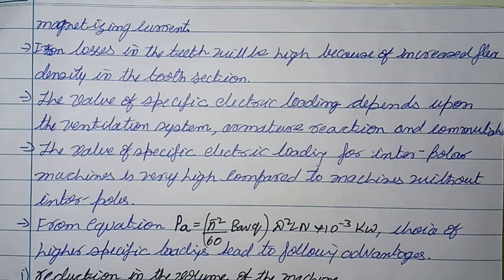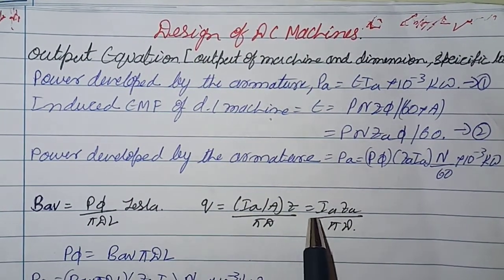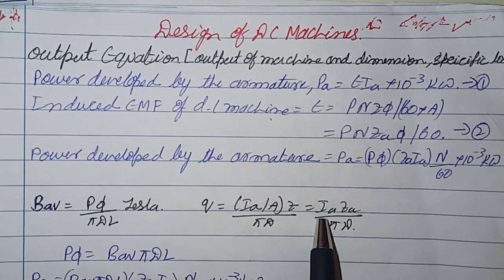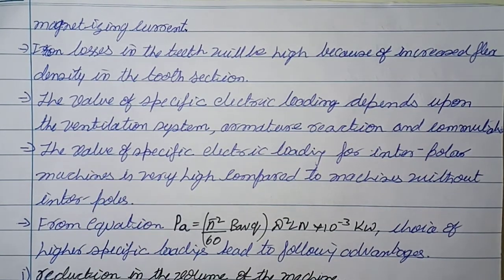So by basic definition, we have seen it. Here this is Q. If you want to have a higher Q value, it means the current value will be more. It depends on the ventilation process, because if IA is more, it means I square R losses will be more, and I square R losses lead to a rise in temperature. So if you have a better ventilation system, then it would be easy.